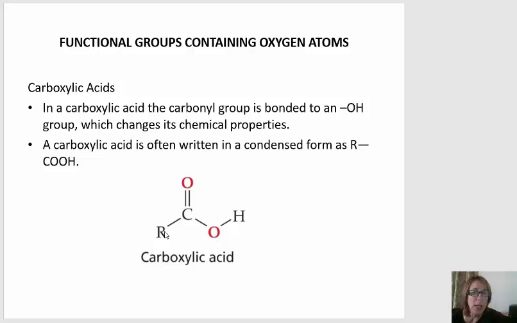Many times when we're writing the formula for carboxylic acids, we'll write the formula for the R group first, C, however many C's there are, then however many H's there are, and then we'll write COOH because this indicates the functional group of a carboxylic acid.